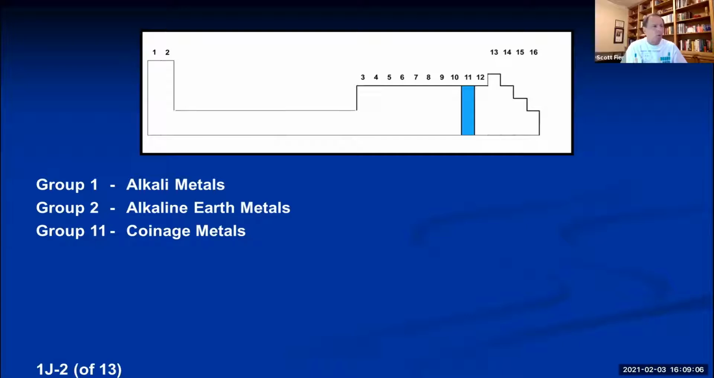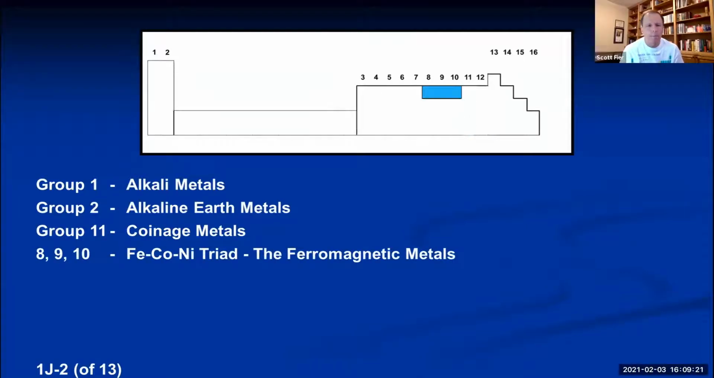Then right before copper, silver, and gold, you have columns 8, 9, and 10. And there's 3 elements at the very top of columns 8, 9, and 10: iron, cobalt, and nickel. Those elements are similar in a particular property. They're called the ferromagnetic metals. Magnetic means they are magnets. And these are the 3 elements that are the most commonly known magnets of all the chemical elements.